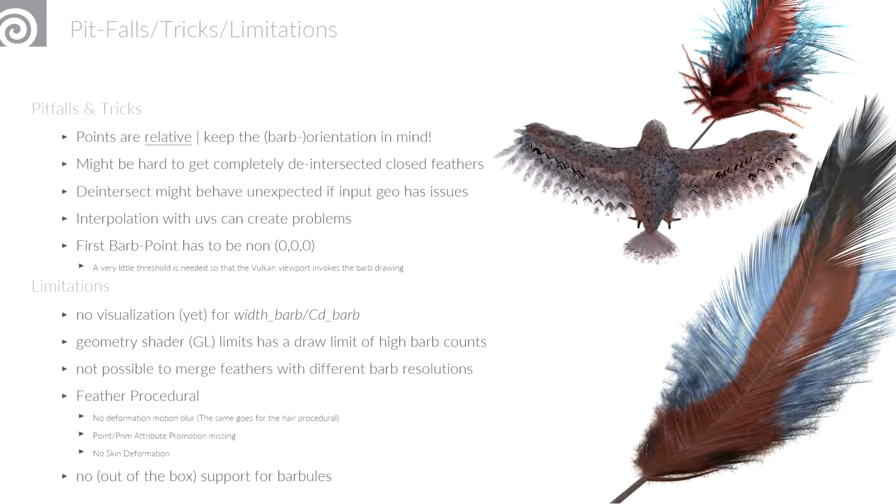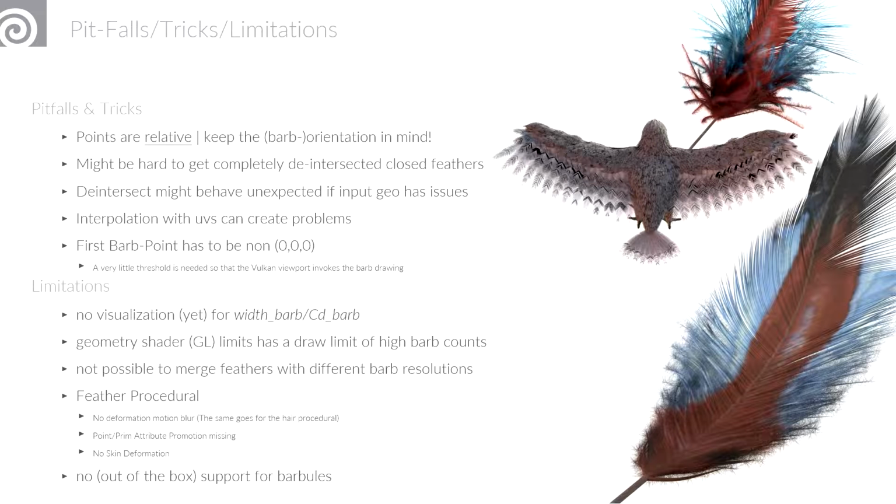Interpolation with UVs can create problems if you try to interpolate the feathers and have your texture in the UV space of the feathers. You might get in-between texture lookups. If you use the Vulkan viewport, please don't put the first barb point at 0. At the point of writing this presentation, this was just culling that barb, I think as some optimization to not draw any barbs on the shaft curve. And some limitation I found, which might be quickly fixed, but at the time of creating it, it was not possible to show the width or the CD of the barbs in the viewport. So the width of the barbs will be inherited from the main shaft curve width.